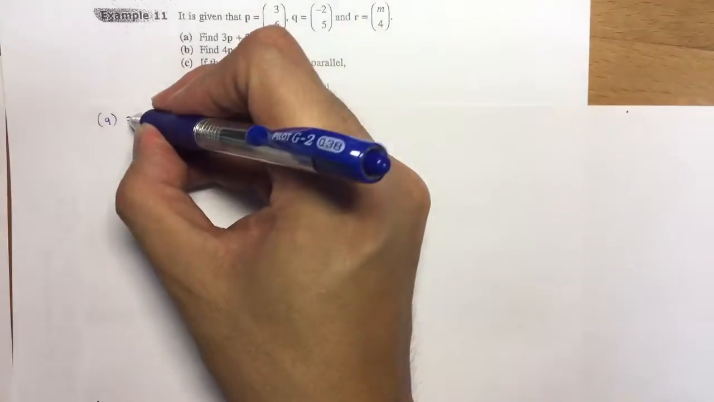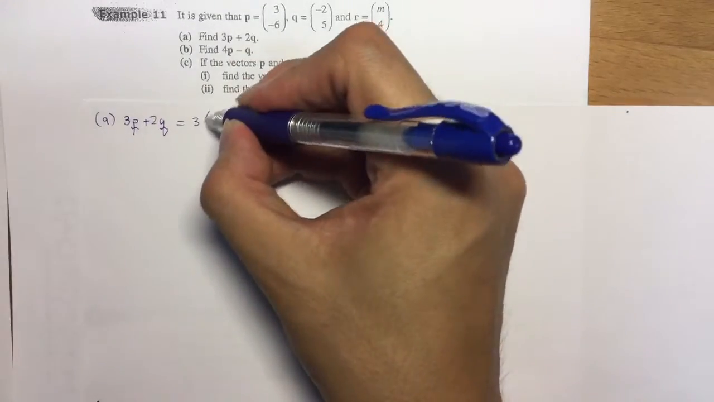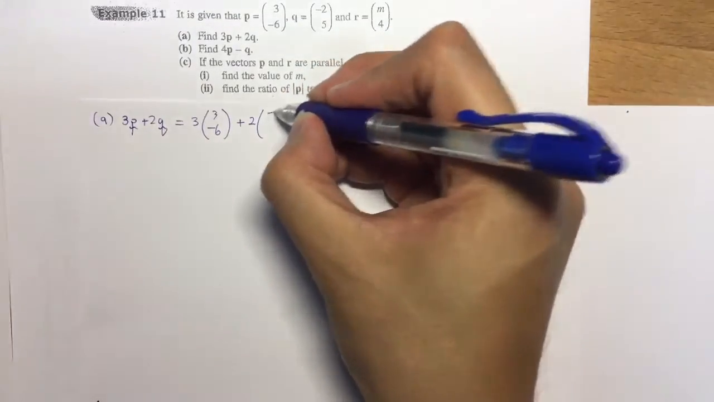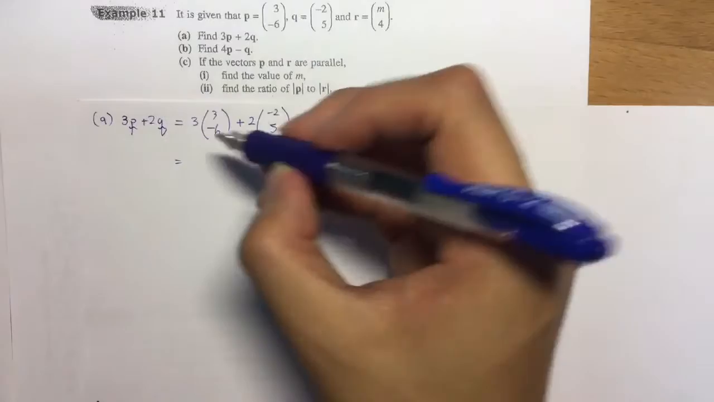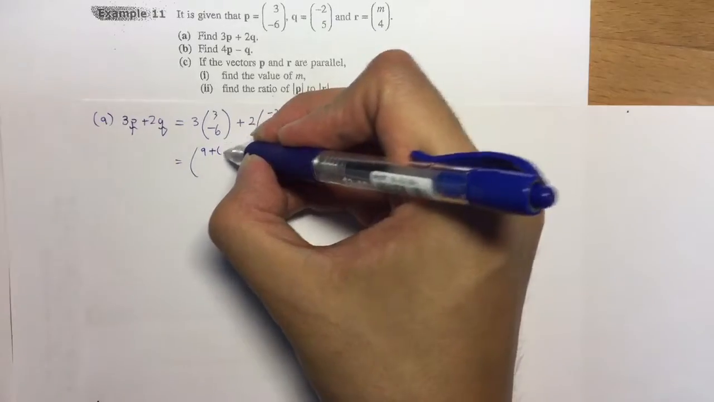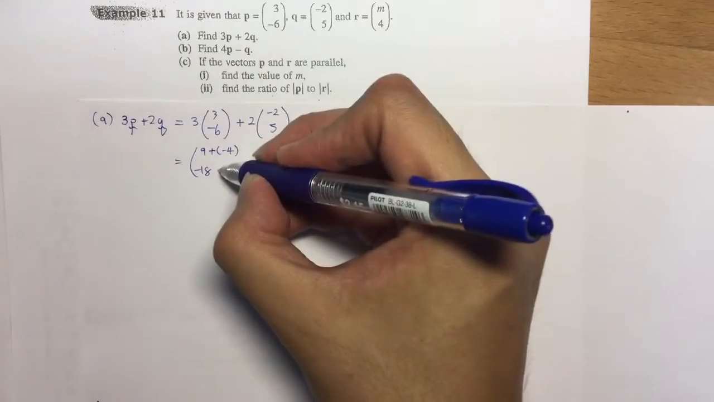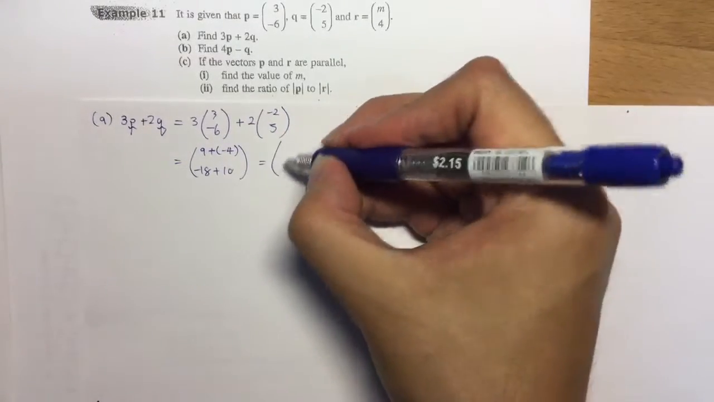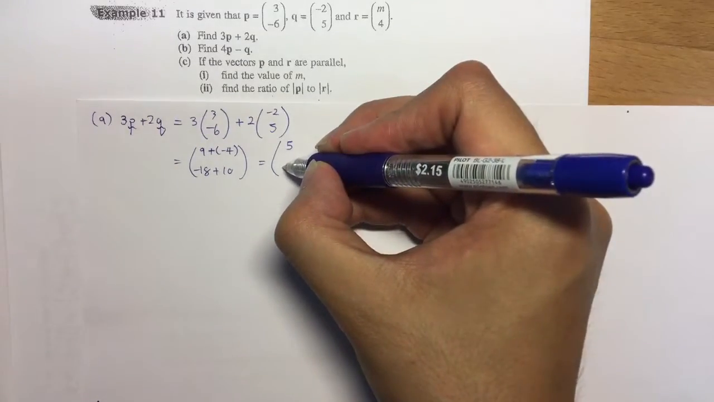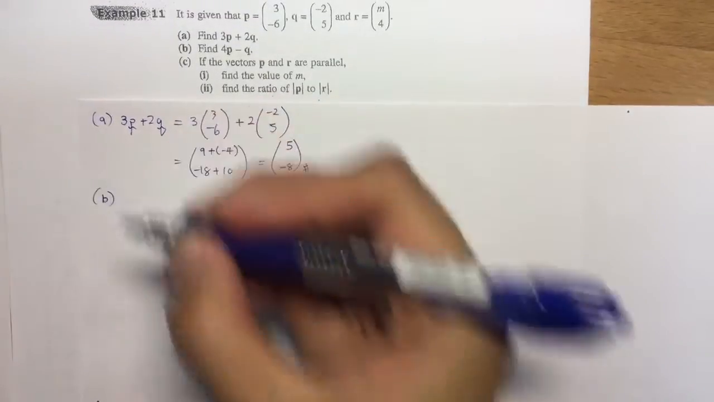So for example, 3p plus 2q, basically taking 3 times vector p, which is 3, negative 6, and I add 2 times q, negative 2, 5. So we can do this in terms of mental calculation. Basically I have 9 plus negative 4, and then below I have negative 18, and I add 10 to it. So the sum of that simply is 5, negative 8. So that's a single vector for part A.